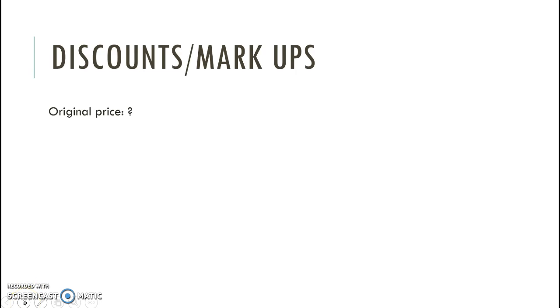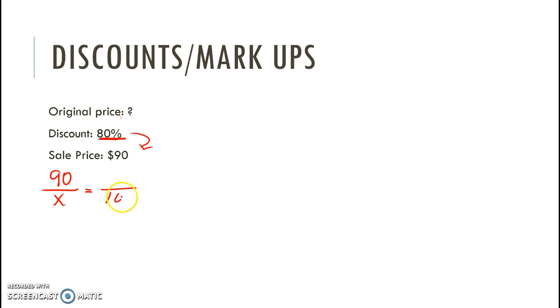We have the original price is unknown, the discount is 80%, and our sale price is $90. So we don't know what our original price is, but we do know we got 80% off and we ended up paying $90. So even with an 80% discount, we still had to pay $90. So our original price is going to be pretty expensive. So when we solve this problem here, we're going to use a proportion. Remember, it's the sale price, $90, over the original, which we don't know, and our percent over 100.